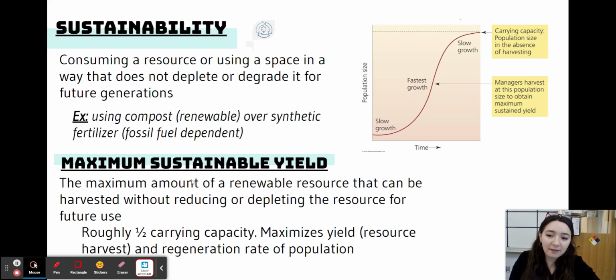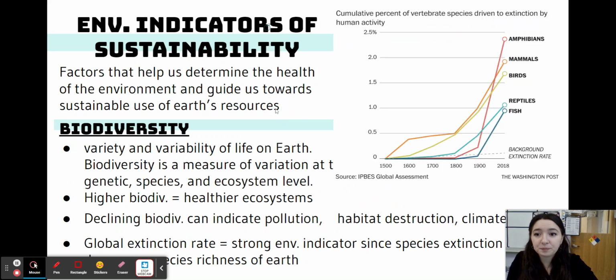Okay, so when we are living at the maximum sustainable yield, it maximizes yield, which is how much we can harvest. And it will also regenerate the rate of population. Regenerate means to recover or grow. Okay, and yield is how much you get from something. Like for example, I have 10 pens in my cup, so the yield is only 10 pens. I can't put any more pens in there, it's at its max, so the yield would be 10.